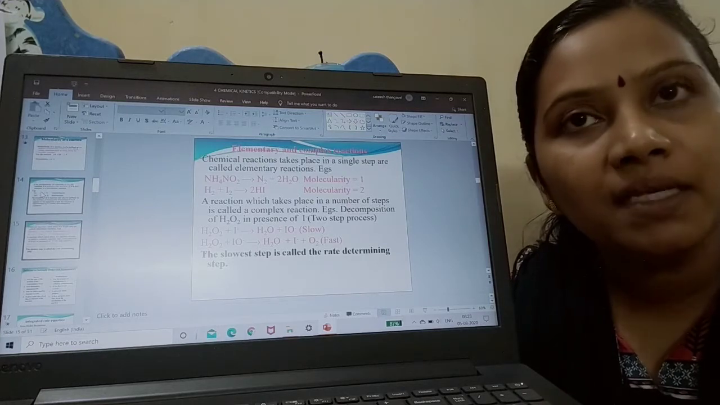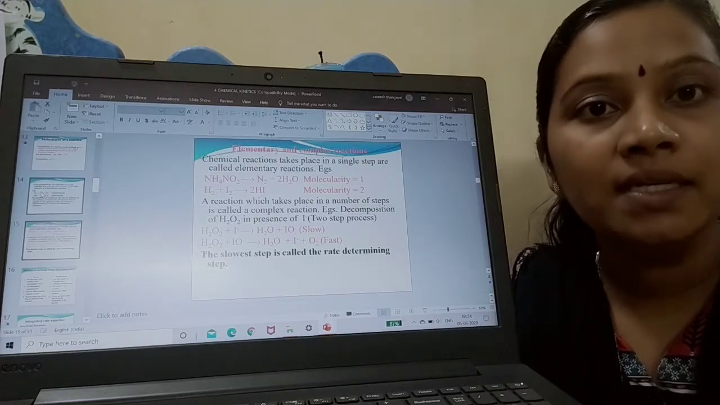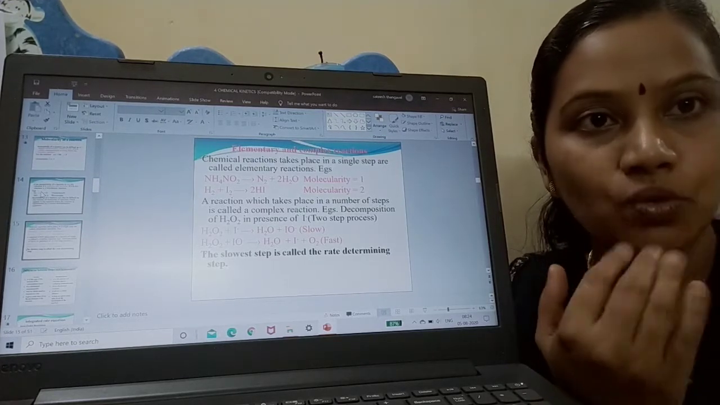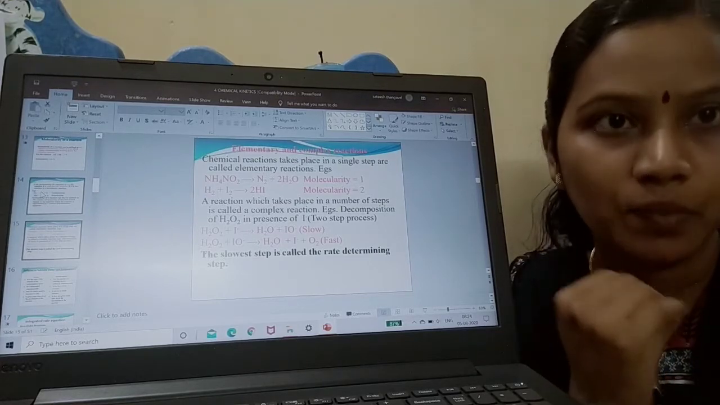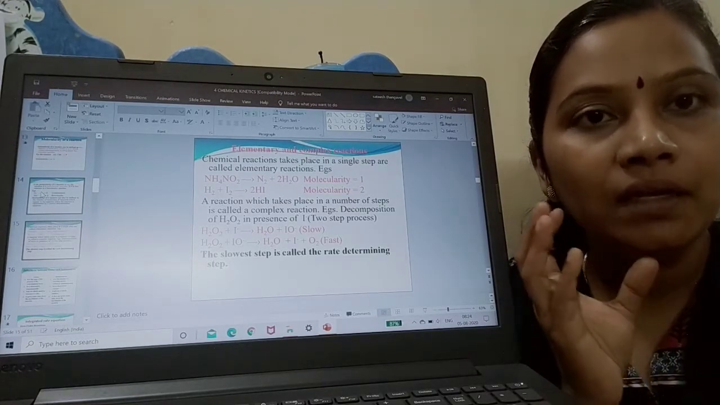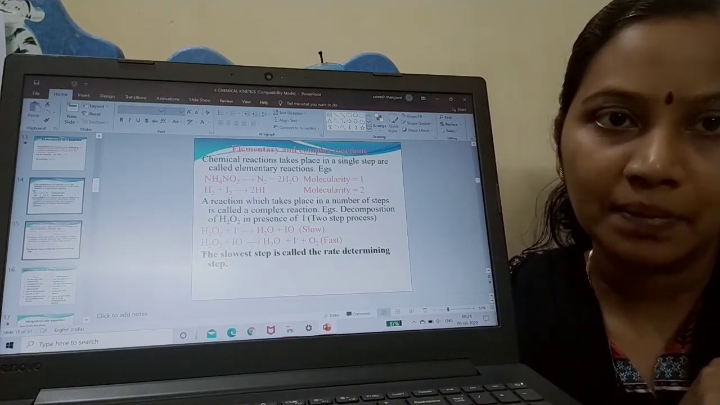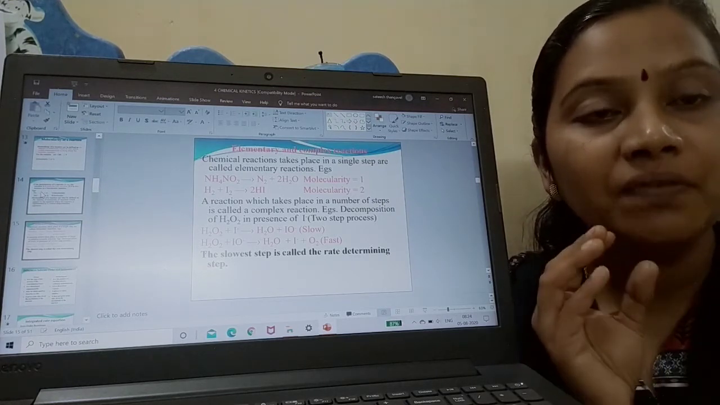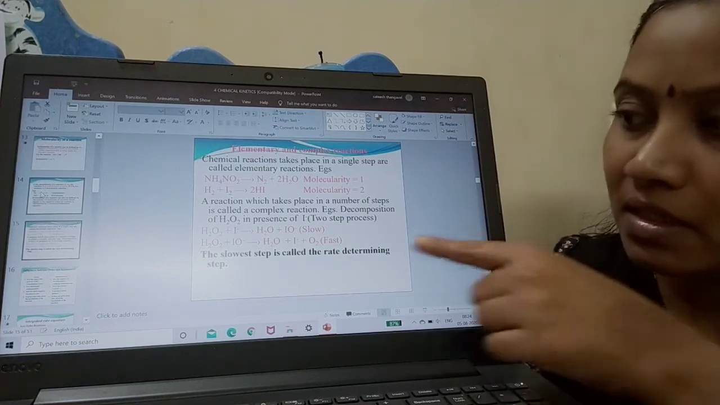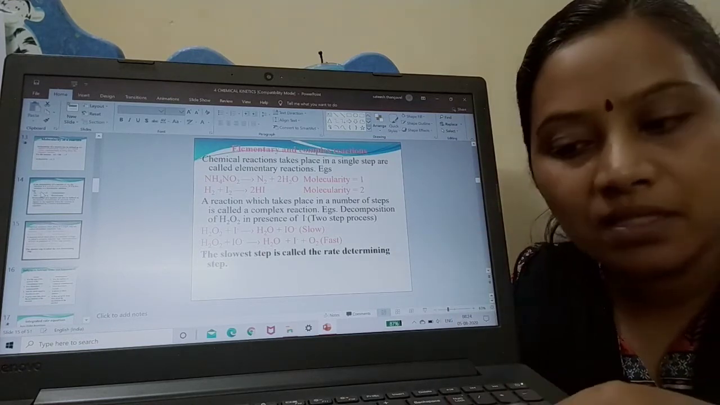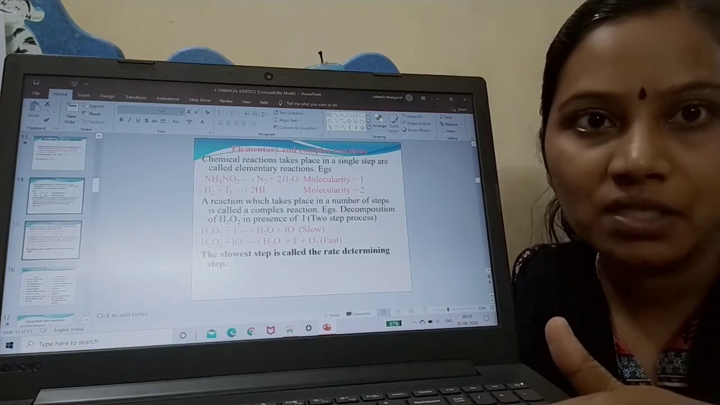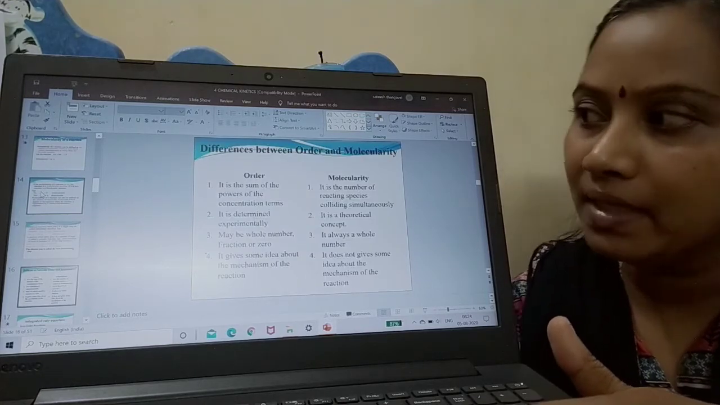See, the slow reaction is the rate determining step of a reaction. In a complex reaction, the reaction takes several steps to get the desired product. Some reactions will happen slowly and some a little faster. But which is going to be the rate determining step? Your slowest reaction is going to be the rate determining step of a complex reaction.